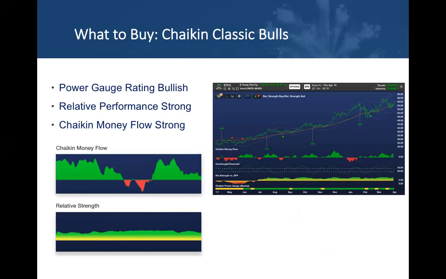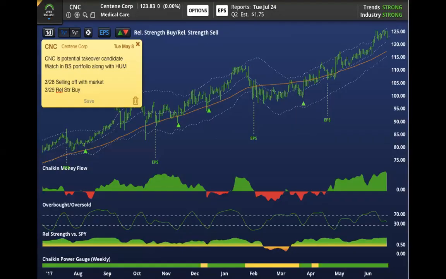The first pattern I want to share with you, we call classic Chaikin bulls. Really simple way to find the stocks to trade on the long side. Power gauge rating is bullish, meaning the fundamentals are strong. Stock is outperforming the market. And Chaikin money flow is strong, telling you that institutions are accumulating the stock. Now, we look at a chart, and here we're looking at a 1-year chart of Centene, which is a Medicare provider that's really figured out how to make money, even with government defunding of Medicaid in some places.